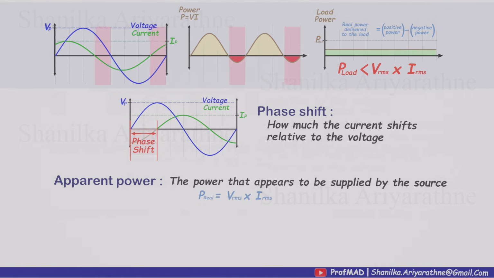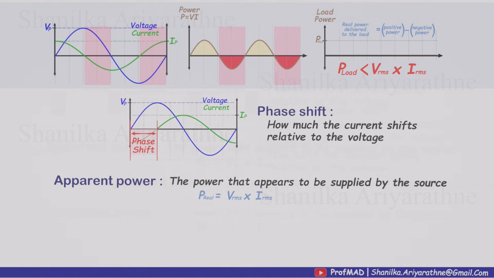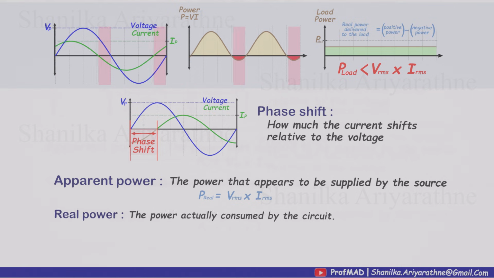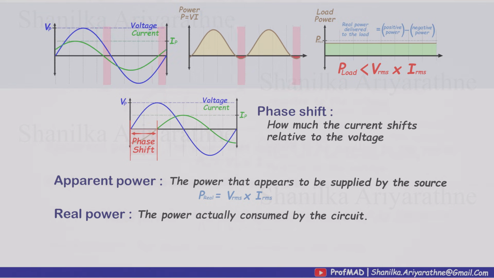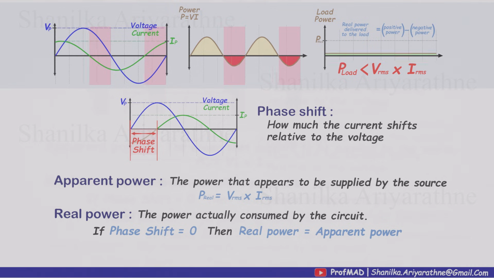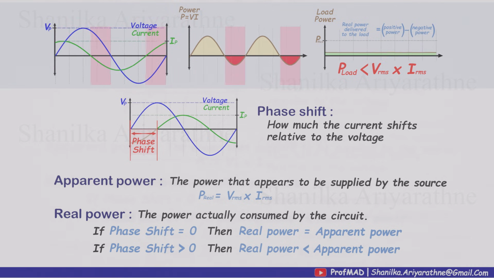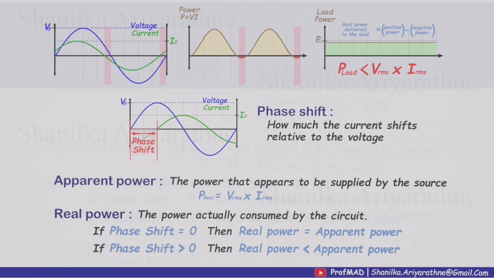The power that appears to be supplied by the source is called apparent power. It is calculated by multiplying the RMS voltage and RMS current. But the power actually consumed by the resistive load is called real power. Only resistive elements consume real power. If voltage and current change in phase, the apparent power and the real power are the same. But when a phase shift exists, the situation changes. Even though the apparent power may stay the same, the real power delivered to the load decreases.